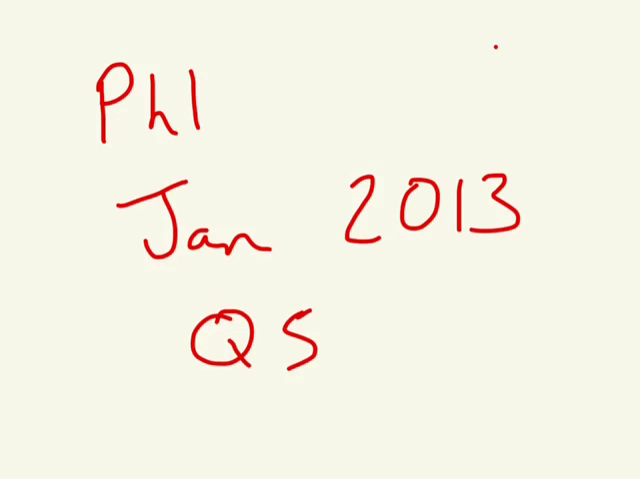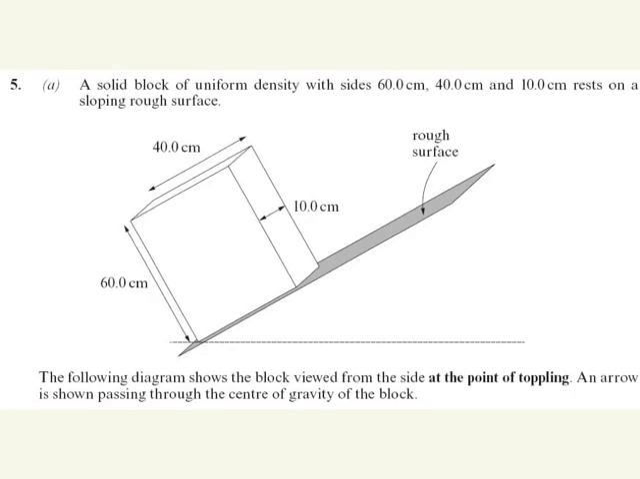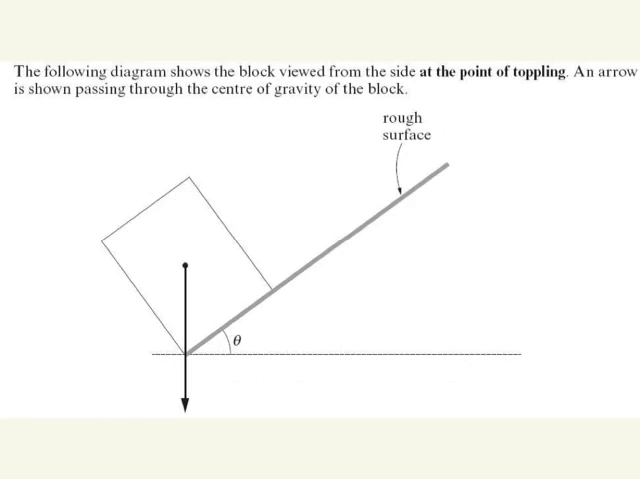I'd like to talk through how to answer question 5 on the January 2013 Ph1 paper, which is a question that's largely about moments. The setup is we've got a solid block of uniform density resting on a sloping rough surface. The fact it's a rough surface means that it's not going to slide, that there is going to be a large frictional force. And the diagram here shows it at the point of toppling.